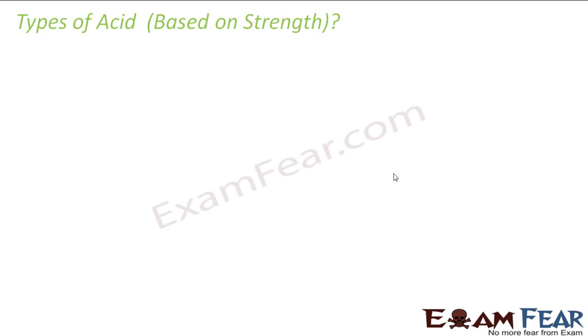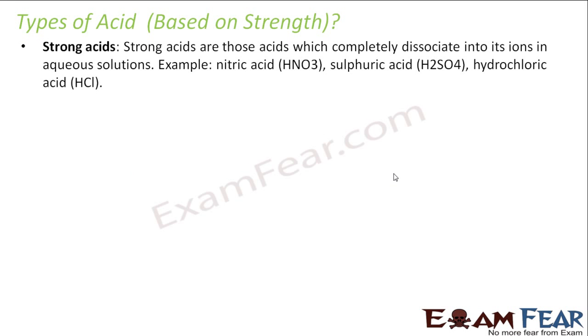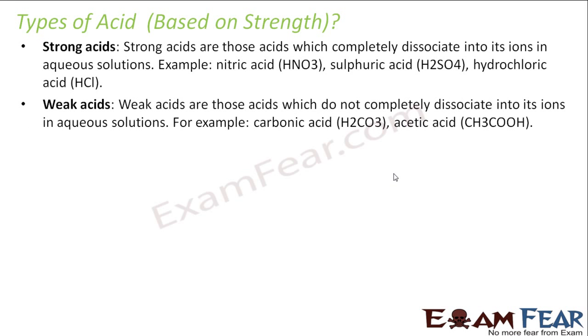Let's discuss types of acids based on strength. Based on strength, we have strong acids and weak acids. Strong acids are those which completely dissociate into ions in aqueous solution. Weak acids do not completely dissociate into ions in aqueous solution. Strong acids are, for example, nitric acid, sulfuric acid, and hydrochloric acid. The weak acids are carbonic acid and acetic acid. So I have strong acids and I have weak acids.